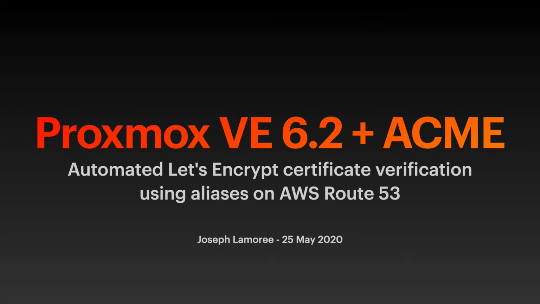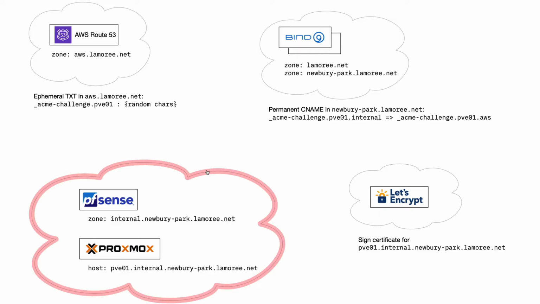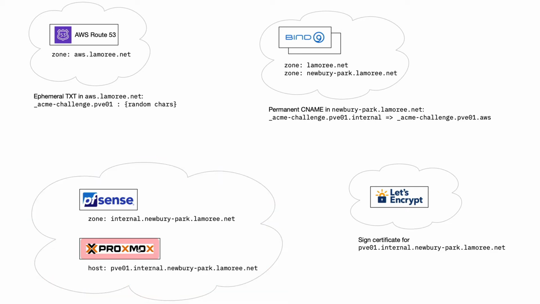I'd like to share my Proxmox 6.2 and ACME protocol setup for generating certificates through Let's Encrypt. Let me show you my environment here. So this cloud represents my home network, and I've got a Proxmox server that I just installed pretty recently, and this is its hostname on my LAN.